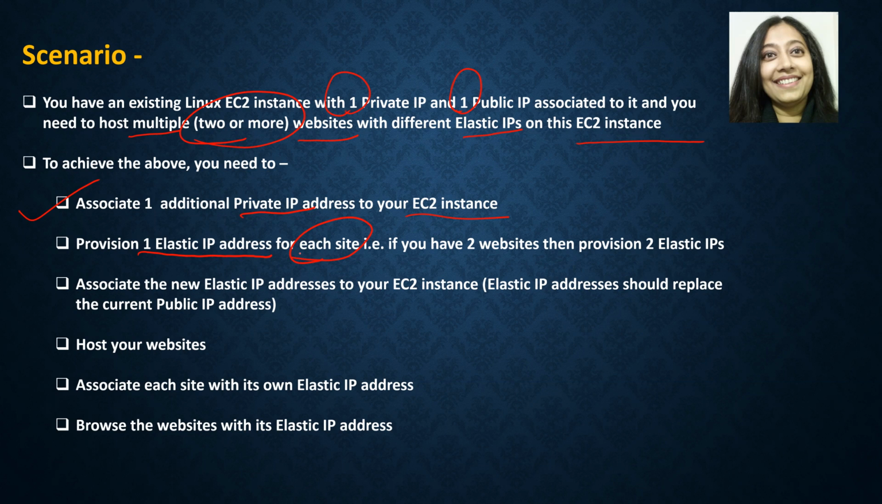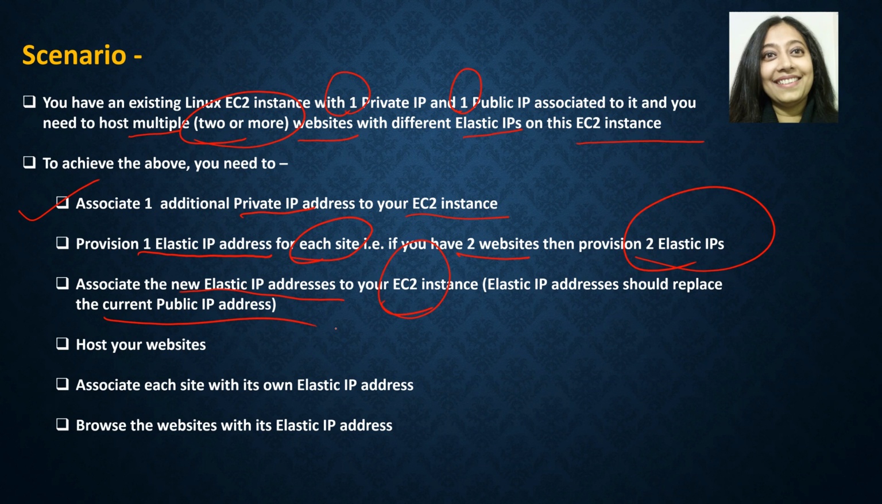For each website that you are planning to host on your EC2 instance, you need to provision one elastic IP address. So one elastic IP address for each site. If you have two websites, then you need to provision two elastic IP addresses. After you've provisioned your elastic IP addresses, you need to associate these new elastic IP addresses to your EC2 instance, and they should replace the current public IP address.